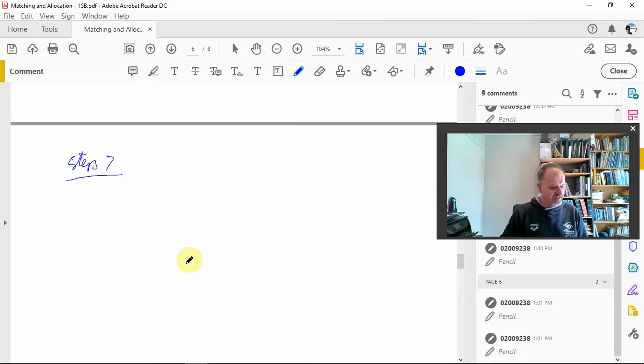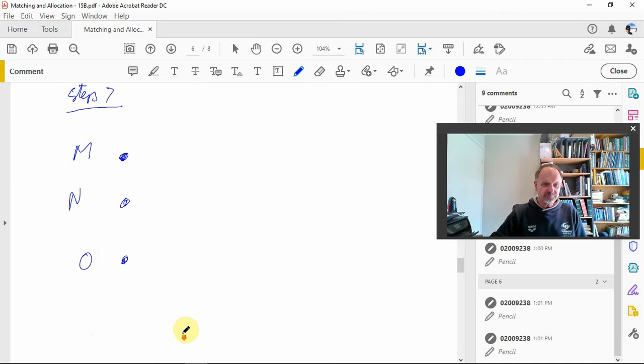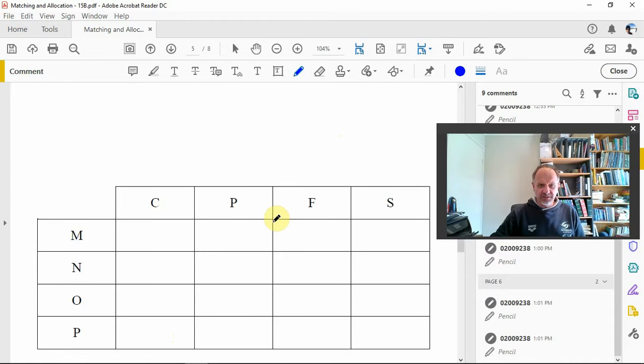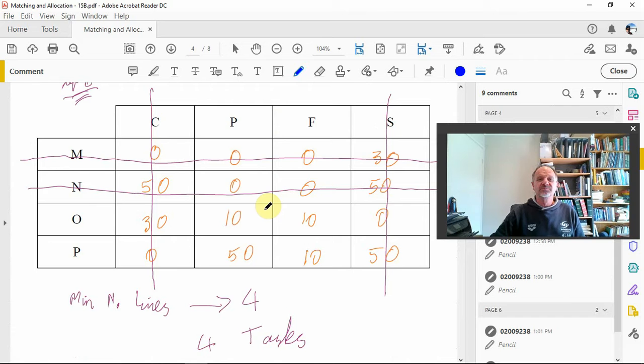Right. So step 7. So we've got our people. We've got Mark. We've got Neil. We've got Orianthe. And we've got Penny. And we've got our tasks over here. We've got the cutter. We've got the press. We've got the folder. And we've got the sprayer. So we make some allocations. So we join up. So here we go, up here. So Mark, we join up with zeros. So Mark can do the cutter, the press, or the finisher.